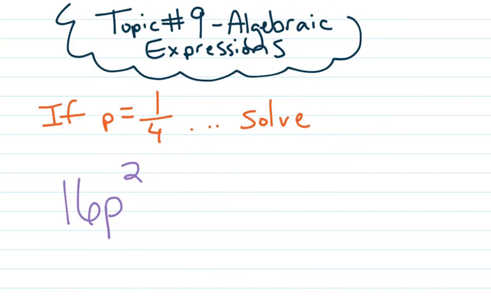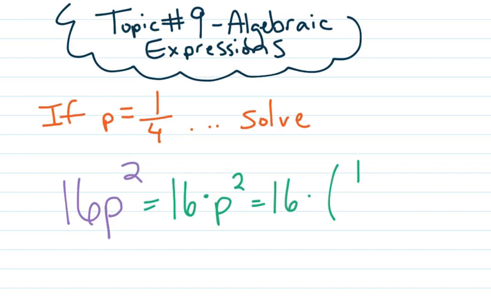Algebraic expressions. Again, this is something that we have recently done. This is a more complicated one I chose to put on here because remember, there are 2 operations happening. This really means 16 times p squared. So the p is what is being squared here, not the 16. The last step is going to be to multiply times 16.